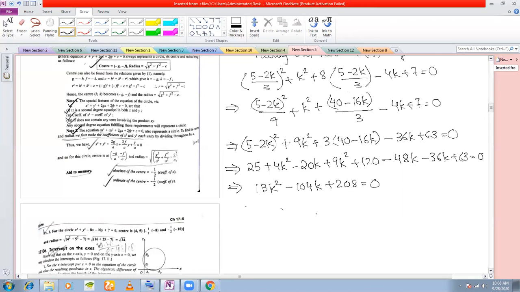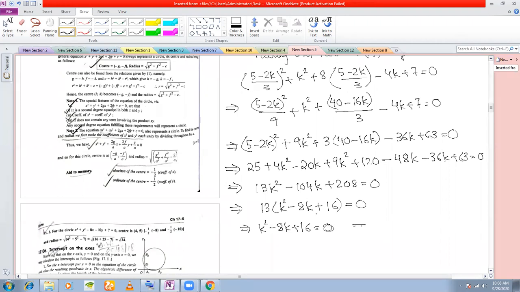Okay. So now is 13 a multiple of all this? 104? I think it should go. 13 into 8 is 104. Yes. And 208, will 13 go into 208? Yes, it will go 16 times. So I can take 13 out. 13 times (k square minus 8k plus 16). So simply get k square minus 8k plus 16 equal to 0.